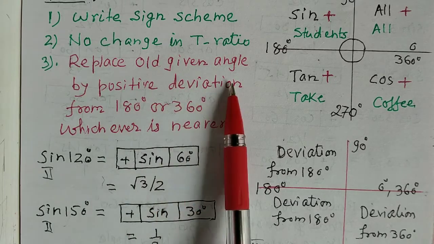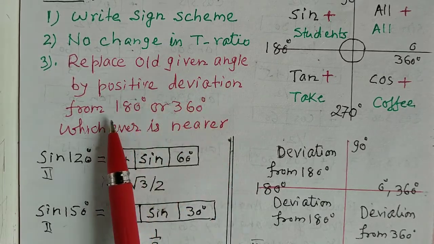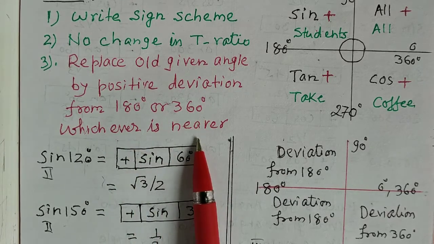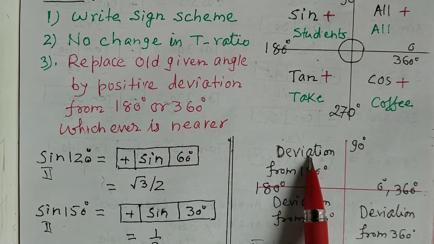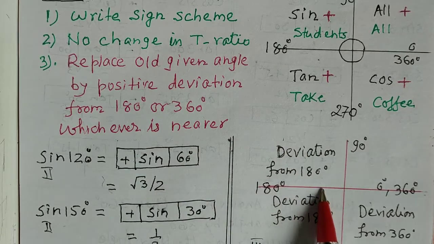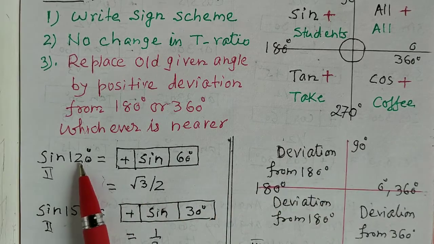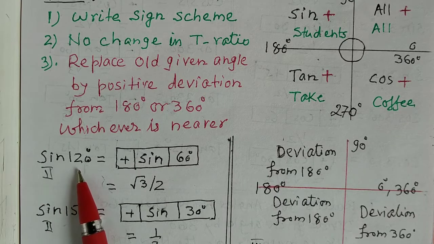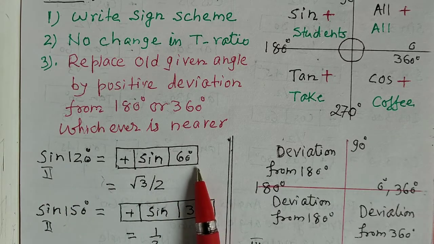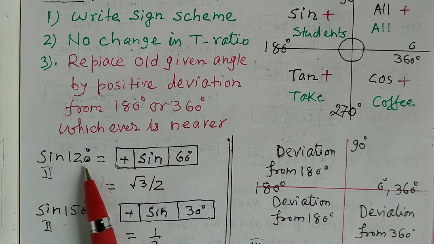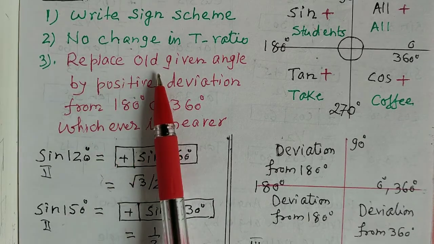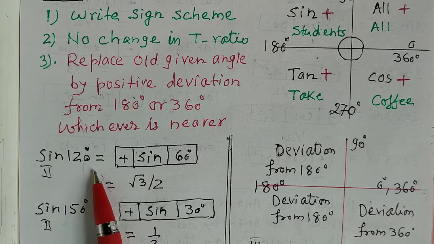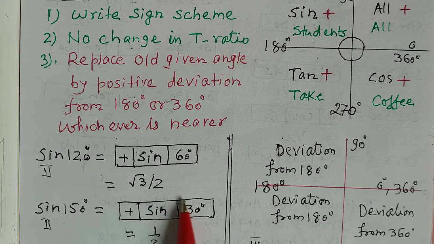Replace the old given angle by the positive deviation from 180 or 360, whichever is nearer. If you are working in this quadrant, the deviation from 180 will be taken. As for example, 120 deviated from 180: the distance between 120 and 180 is 60. This is called positive deviation. So the old given angle 120 is replaced with the help of 180, it will be 60. After that, the value you know.